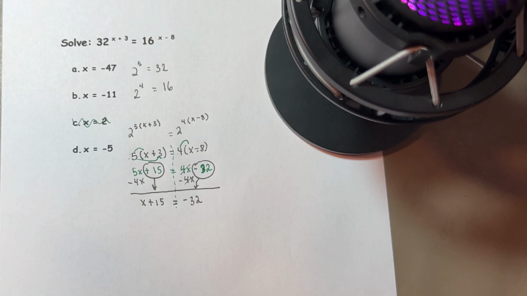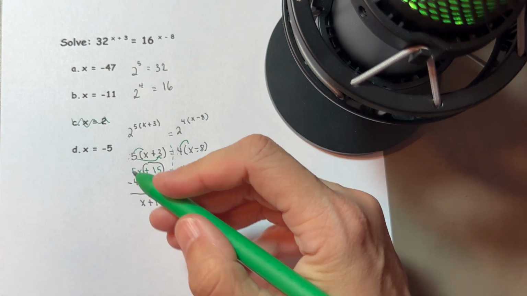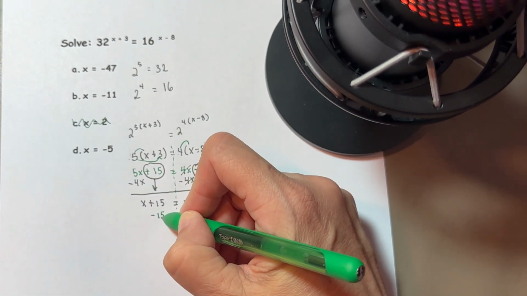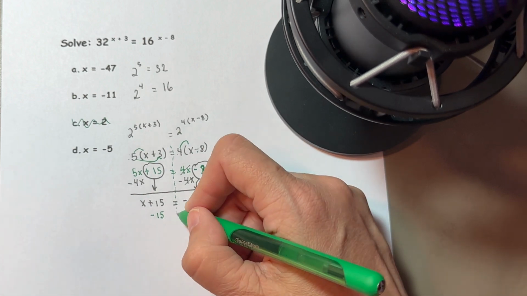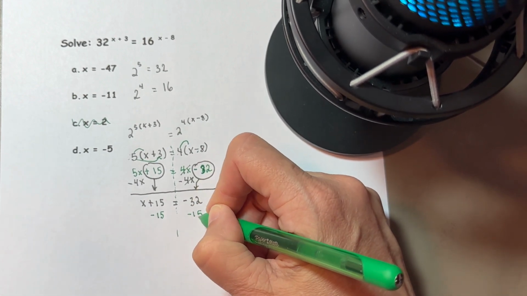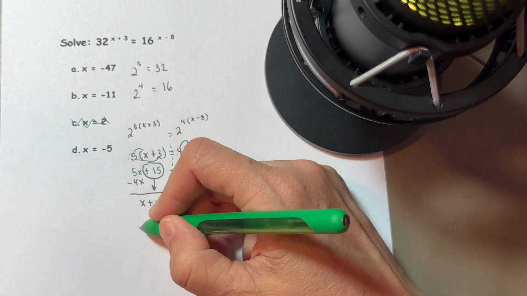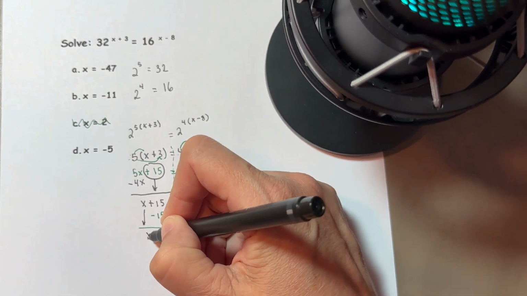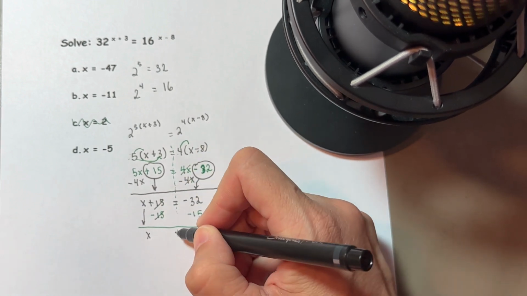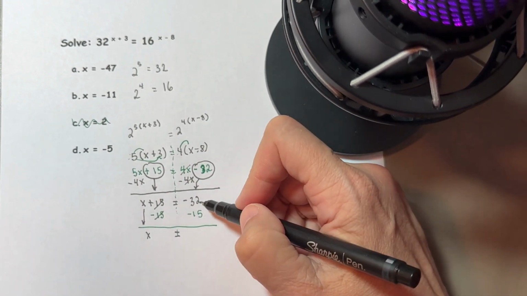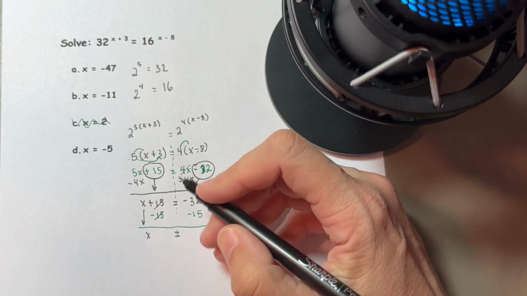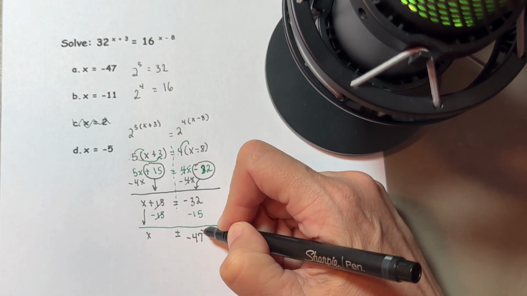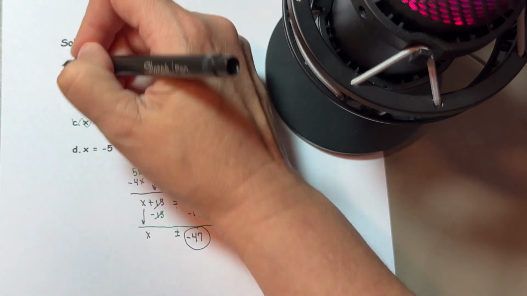I don't want x plus 15, I want x. So we need to get rid of that 15. Let's neutralize it. It's positive 15, so we're going to add a negative 15 to it. Whatever we do to one side, we got to do to the other. We got to stay balanced. All right, when I do that, I can bring down my x. 15 and negative 15 is 0. Bring down my equal sign. 32 negatives and 15 more negatives gives me 47 negatives. And that's my answer. A.